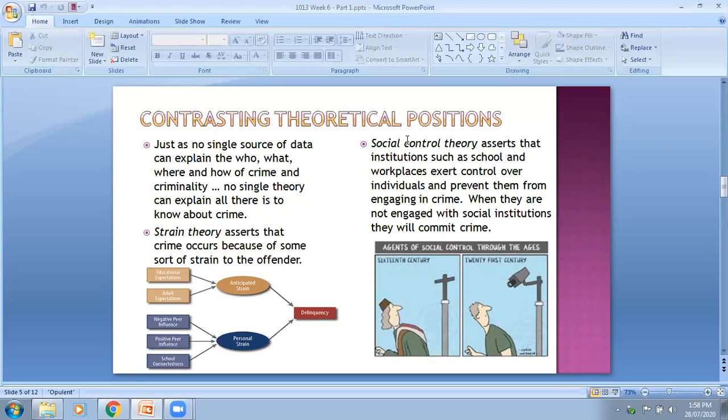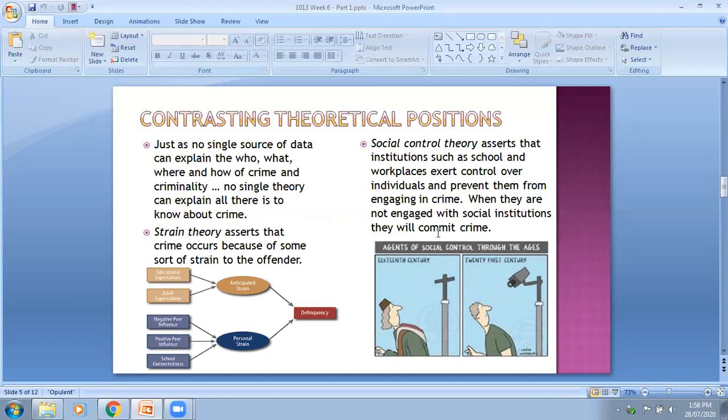Social control theory, on the other hand, is what stops young people from committing crime. So having a really good feeling when you're at school that you're part of something and that you are part of a community can help to stop you from committing crime. Workplaces can exert control over individuals and prevent them from committing crime, because when they're engaged with social institutions, they won't commit crime. So when they're not engaged, they will.